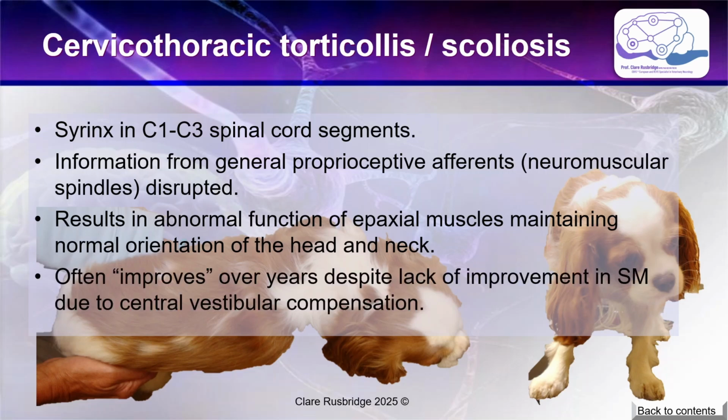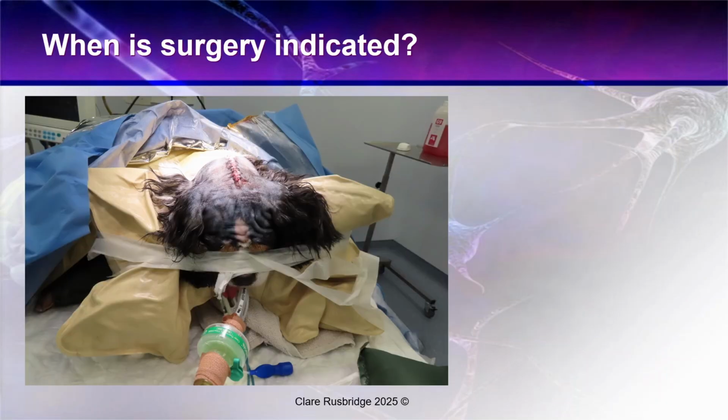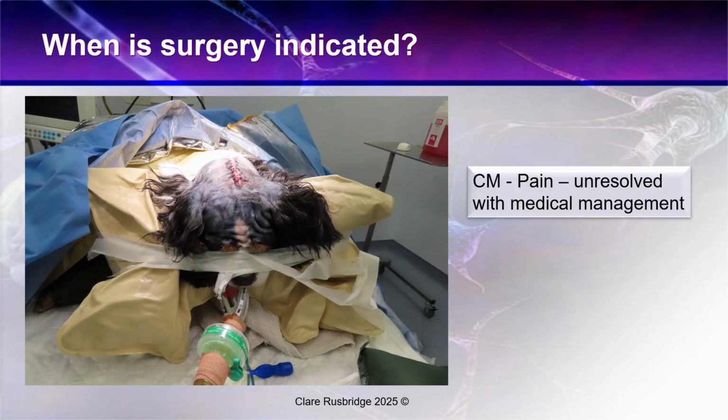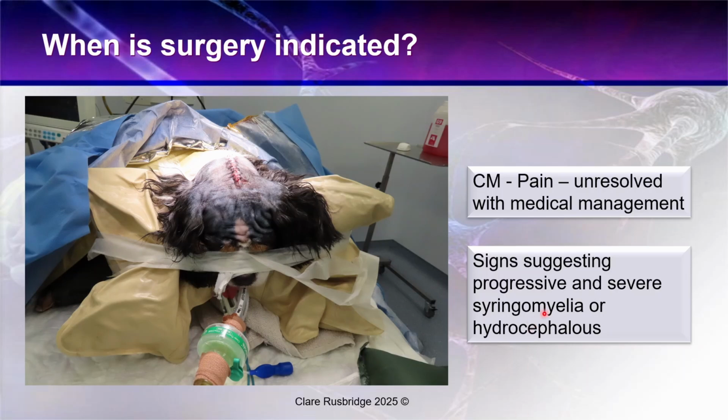So this will improve. So finally, I want to discuss when surgery is indicated, and this shows one of the procedures, where you can see how the dog has to have its neck flexed and it's having a foramen magnum decompression. So surgery is indicated if they have severe Chiari malformation associated pain that is not improving with medical management, or signs that are suggesting progressive syringomyelia or hydrocephalus.